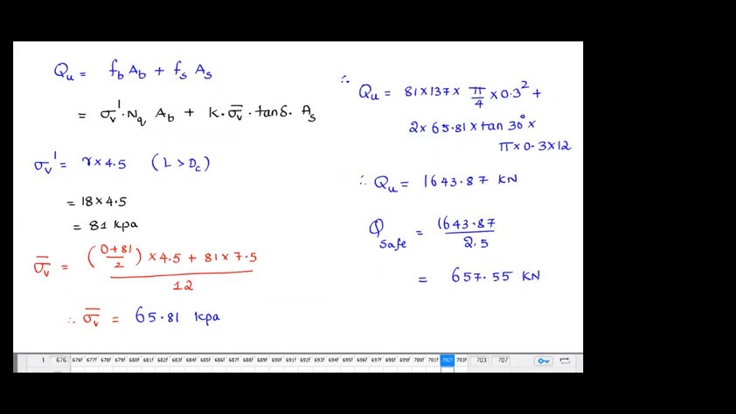The Fb value is exceeding 11,000? Whatever value we got itself is 1640, so how come it is exceeding 11,000? How did you get 11,097? Pi by 4 into 0.3 square into 137 into 81. That is 784.4. The Fb value is 784.4.